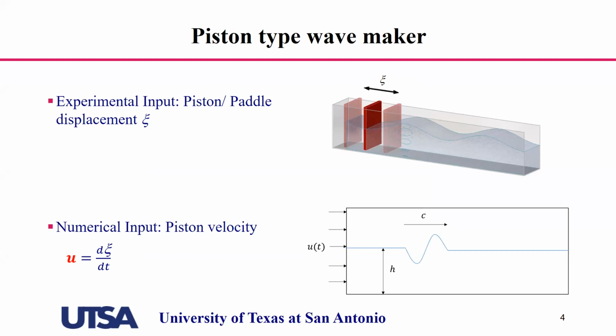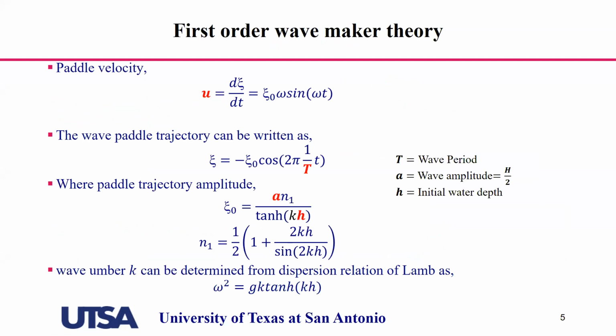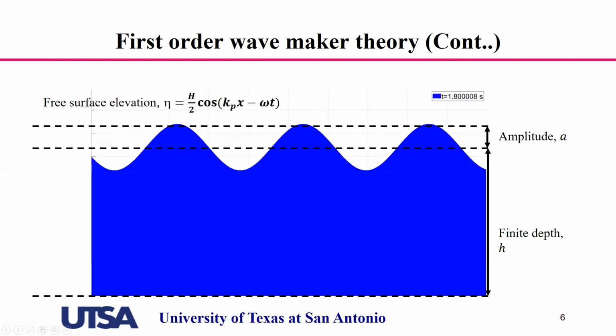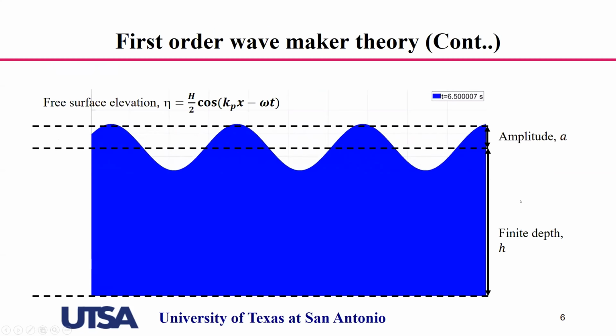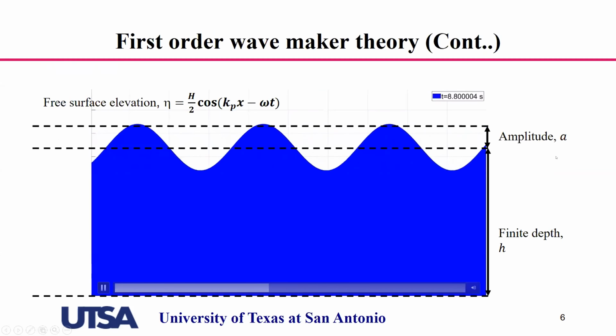So to achieve the velocity profile, we are using the first order wave maker theory. So this is the U. This velocity can be determined using this set of equations. This is quite complicated and it requires some nonlinear iteration. But the main thing is, for a specific wave period, a specific wave amplitude and a specific initial water depth, you can get this velocity profile using the three variables. So this is just an example. This is the wave amplitude, this distance, and this is the finite depth H, which is the initial water height from bottom to rest water.